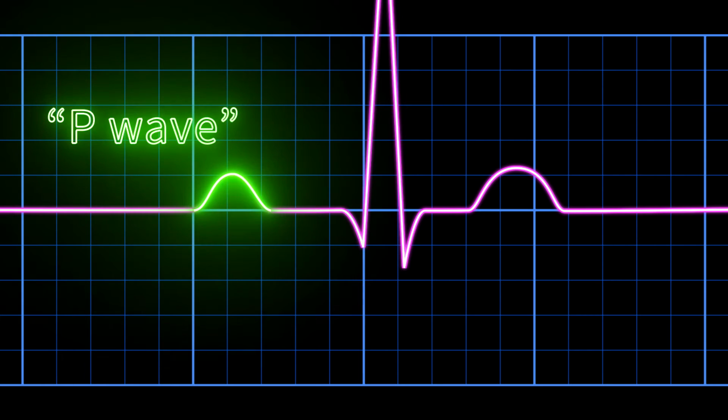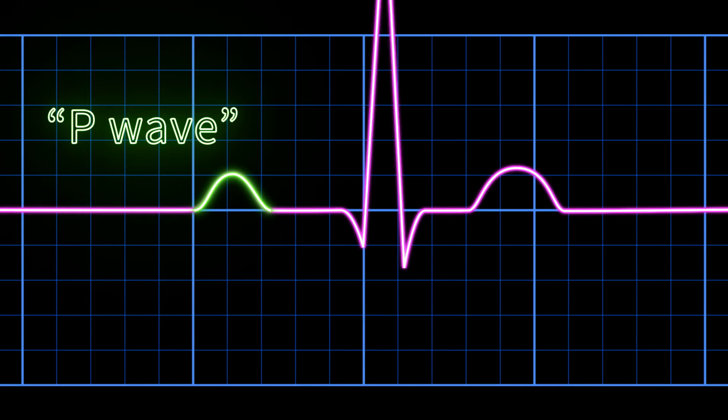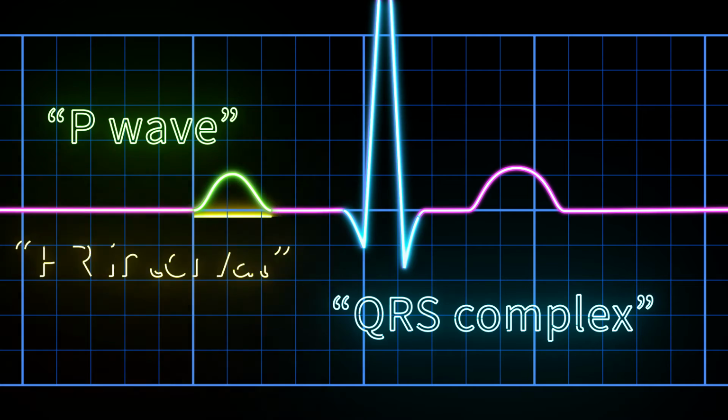The PR interval is measured from the beginning of the P wave to the beginning of the QRS complex. Here is the PR interval.